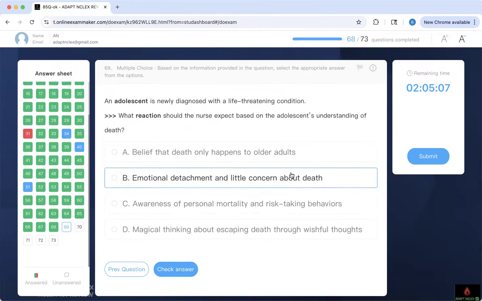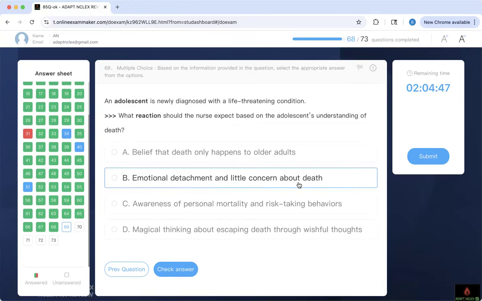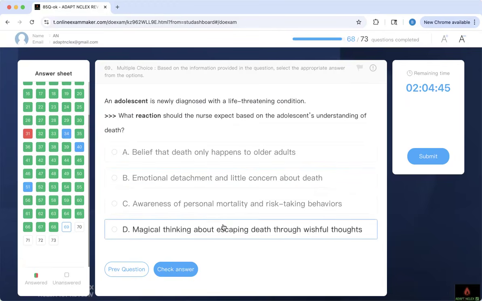An adolescent is newly diagnosed with a life-threatening condition, a bad problem. Which reaction should the nurse expect from the adolescent? How are they going to react to the sad news? Are they going to be happy? Are they going to think magically? Believe that death only happens to older adults? Emotional detachment and little concern about death? Awareness of personal mortality and risk-taking behavior? Magical thinking about escaping death through wishful thoughts.